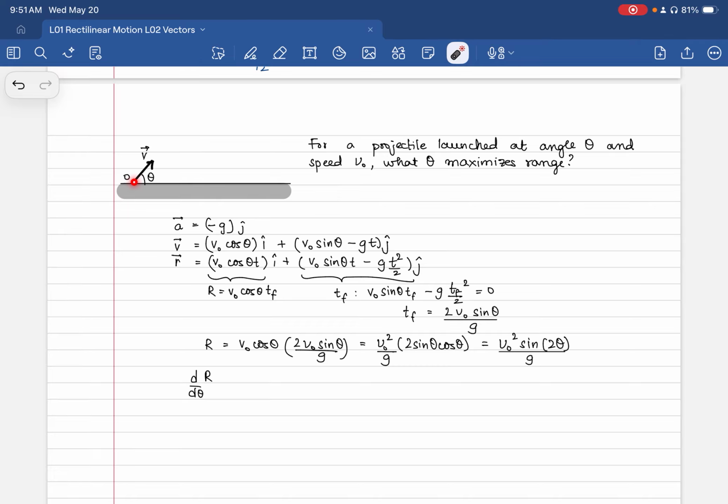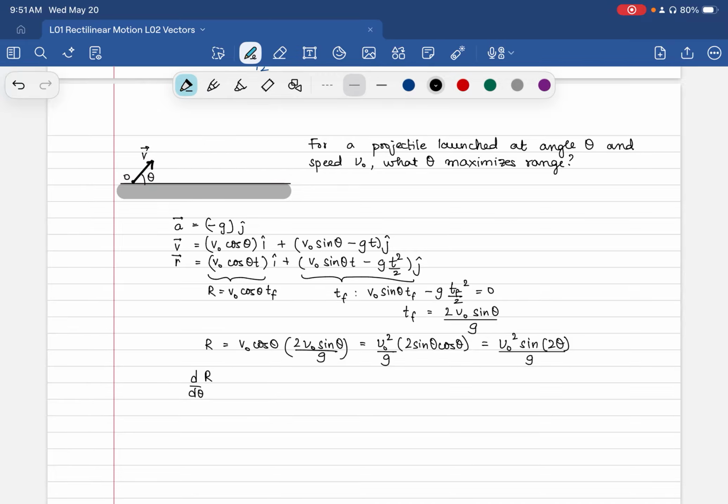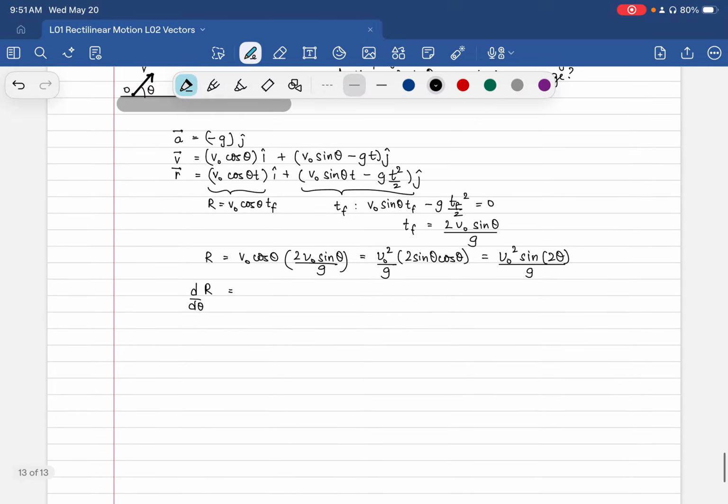If your theta was really small, it'll be something like this. If theta was larger, it'll be like this. But if it's too large, it comes back here. So there is some place where this theta causes maximum range. That's what we're looking for. So here, dr d theta will give you what? Take a moment to think.